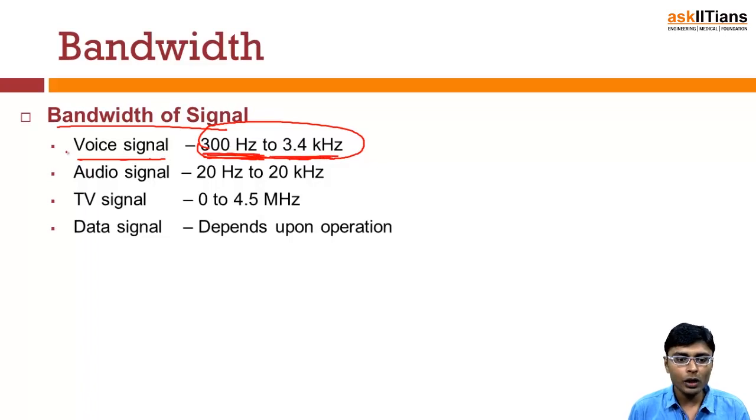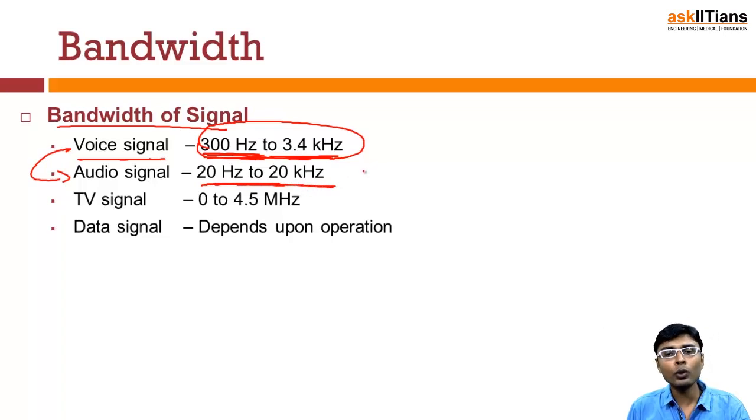Whereas if we see audio signals, in this case music and all this also comes. In that case the frequency components will be lying in the range between 20 hertz to 20 kilohertz. That is a higher range as compared to the voice signal.